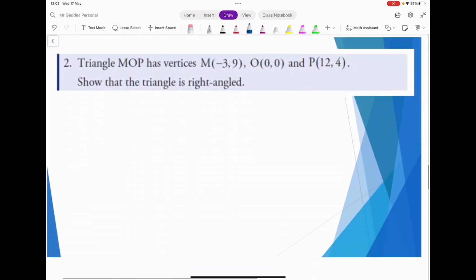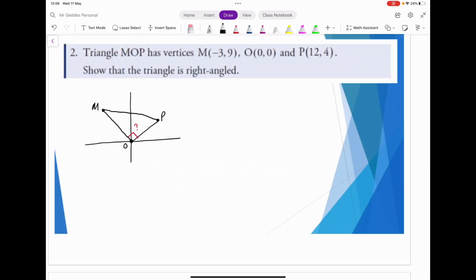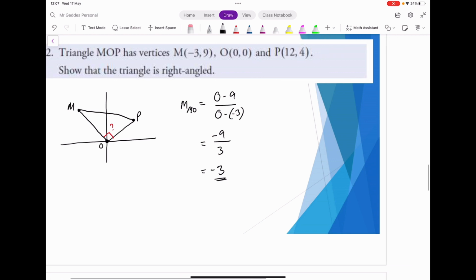Okay, example 2. So I've done a quick wee sketch to help us with this one. There it is. We have to show that the triangle is right angled. We can do this by finding the gradient of MO and then proving that that's perpendicular to the gradient of OP. So let's find the gradient of MO first of all. That's y2 minus y1 over x2 minus x1. Again, watching for double negatives. That's -9/3, which gives us -3. Just have a wee check in the diagram. Yep, that's a negative gradient, so that might be correct.